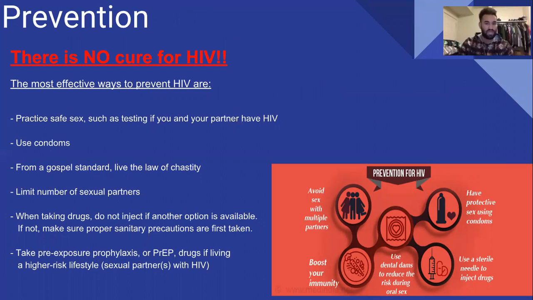The key thing to note, and something that will be touched upon in later discussion, is that there is no cure for HIV. So the following methods that I'm going to discuss are very important and critical that we make sure we practice and are well aware of, because, as mentioned again, there is no cure for HIV, unfortunately. Some of the effective prevention methods are practicing safe sex, such as testing if you and your partner have HIV, and using condoms.